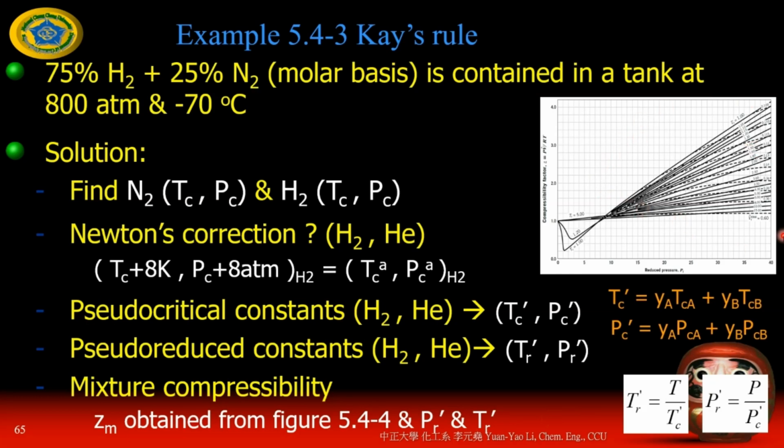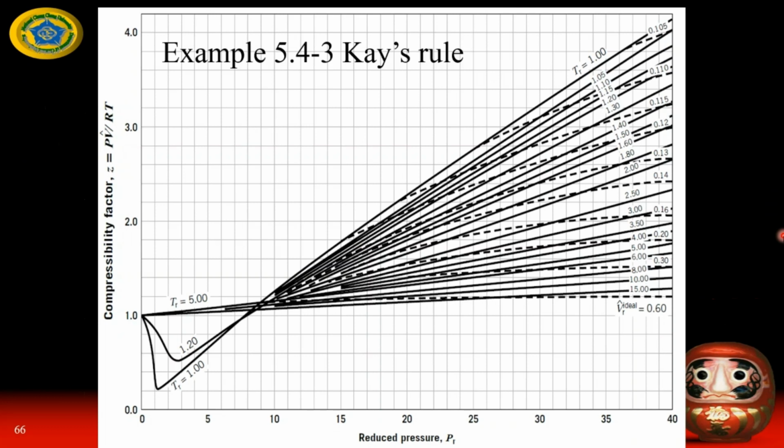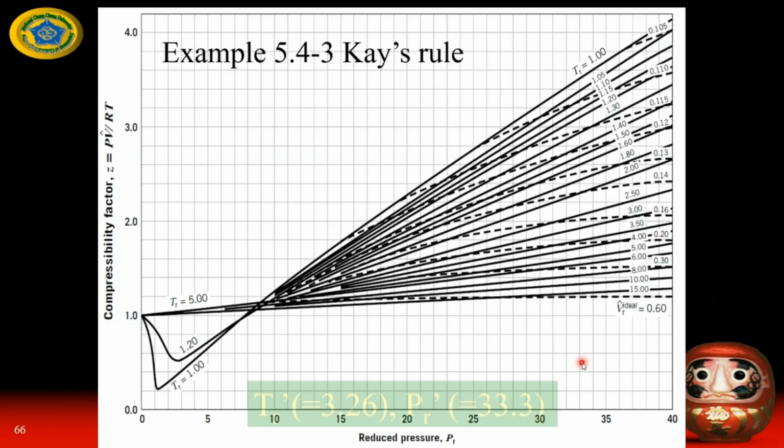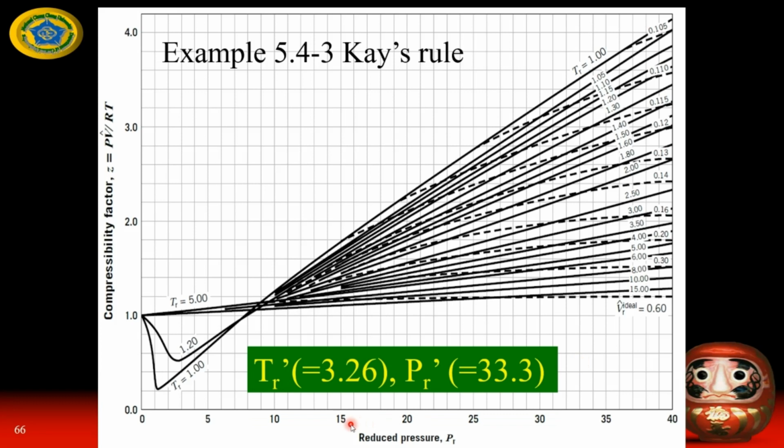So let's do it. For the calculation, you need to do it by yourself, okay? In the end, I tell you the answer of TR prime and PR prime. In example 5.4-3, TR prime is 3.26, PR prime is 33.3. So you need to use this chart. Tell me the answer of the ZM.